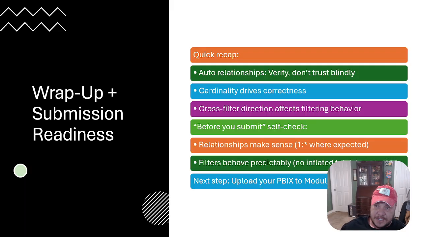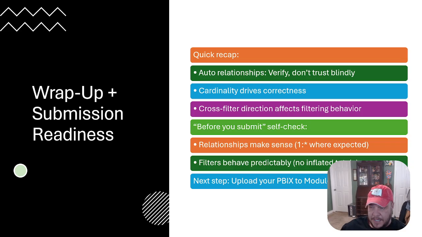All right, so let's close this out. Here's what you should walk away with. Auto relationships are starting points, not a solution. Always check. Cardinality controls correctness. Cross-filter direction controls behavior. And active versus inactive affects what Power BI calculates.